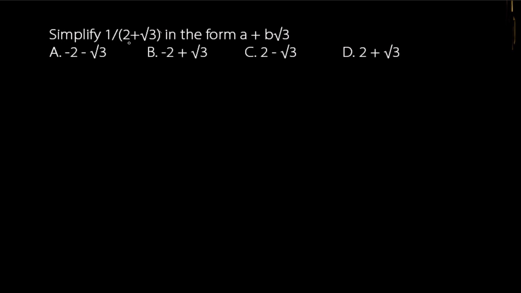Simplify 1 divided by 2 plus the square root of 3 in the form a plus b square root of 3. So we want to simplify the number we have here in this form, a plus b square root of 3. Now to start this, let me rewrite the problem statement. So what we have is 1 divided by 2 plus the square root of 3.